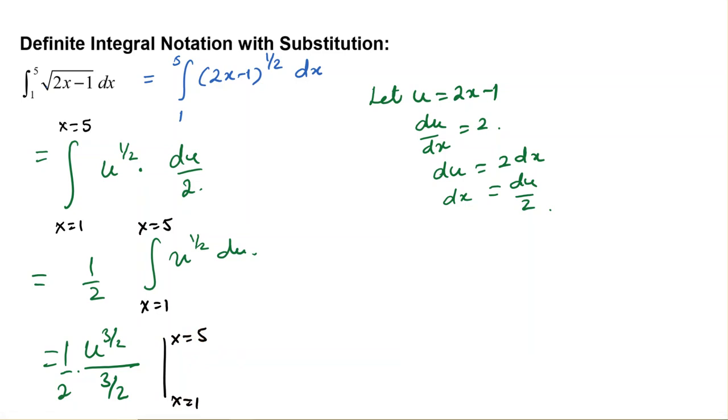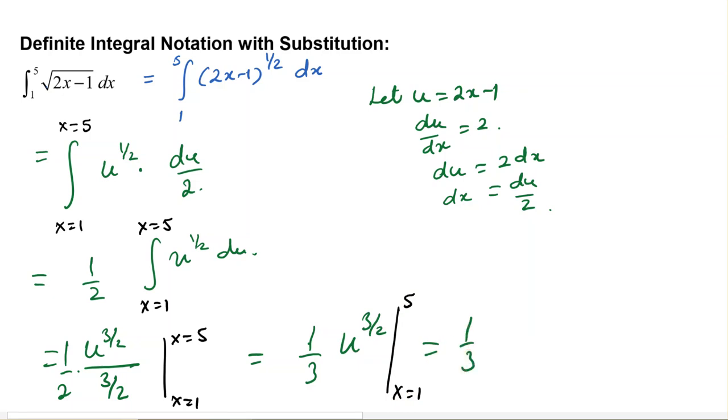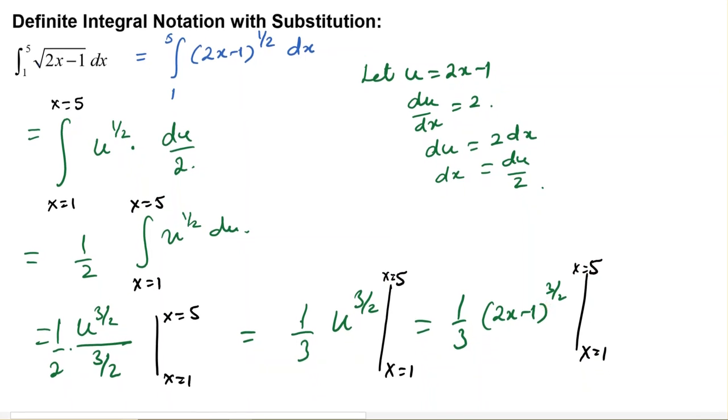Now we rewrite this. We notice that the 2 and 2 get cancelled, so we are left with 1 over 3 u raised to power 3 over 2, with limits of integration from 1 to 5. Then when we plug back the original variable, in place of u we have 2x minus 1, raised to power 3 over 2, with limits from x equals 1 to 5. Now is a good time to use our limits because we have everything in terms of x.